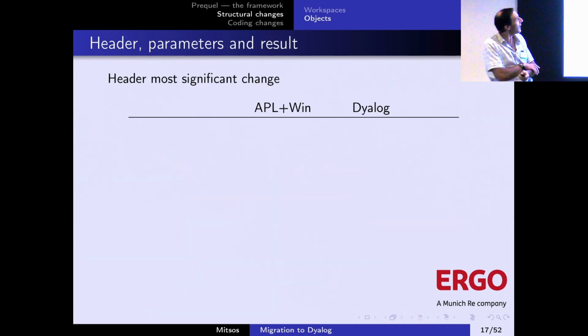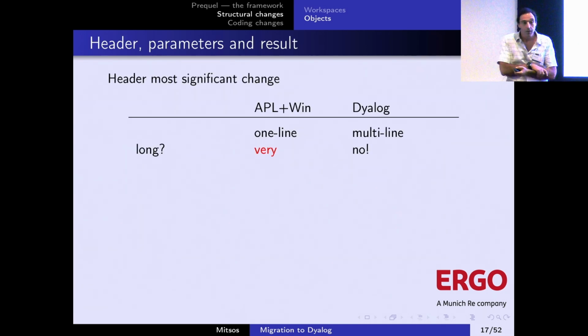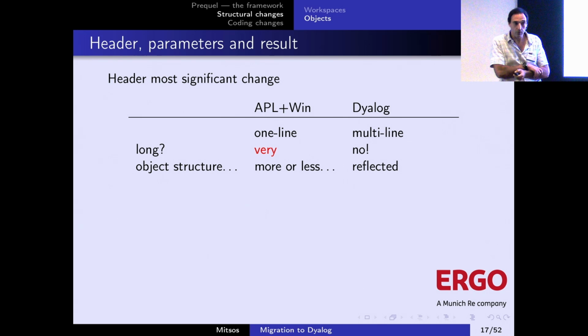The only thing, the header is the most significant change. In APL+Win, it was one line, and it was sometimes very, very long, going into the thousands of characters. In Dyalog, it has become multiline, and it's not long anymore. I always try to reflect the structure of the object in the header, but of course, when you have 2,000 characters, it becomes almost impossible. In Dyalog, it's much easier.